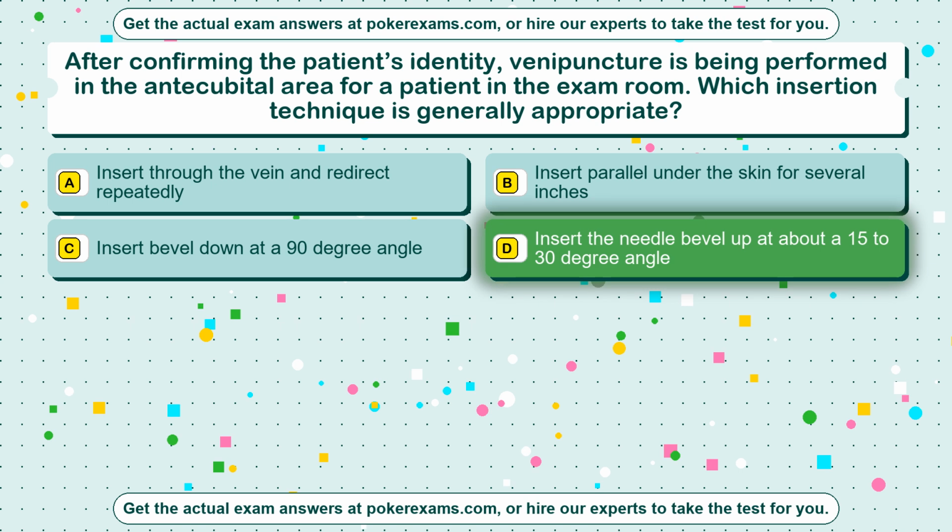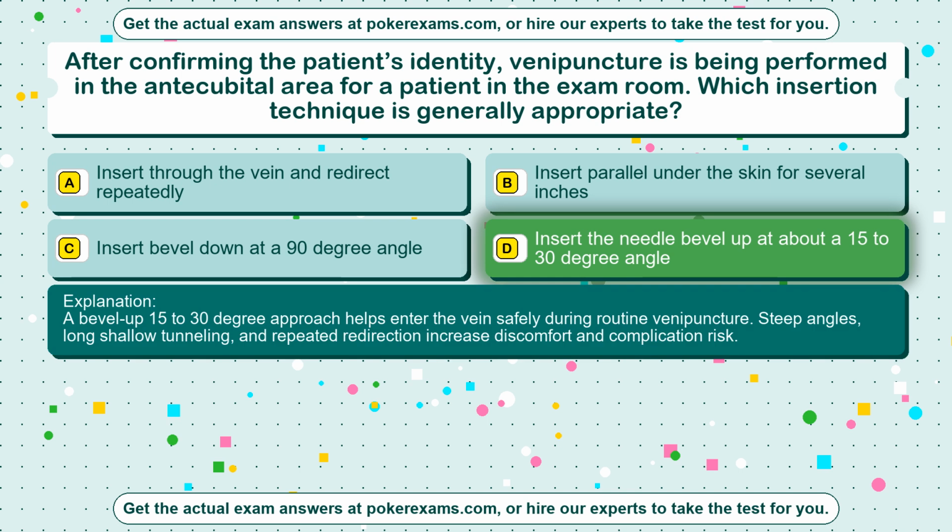The correct answer is option D. Insert the needle bevel up at about a 15 to 30-degree angle. A bevel up 15 to 30-degree approach helps enter the vein safely during routine venipuncture. Steep angles, long shallow tunneling, and repeated redirection increase discomfort and complication risk.